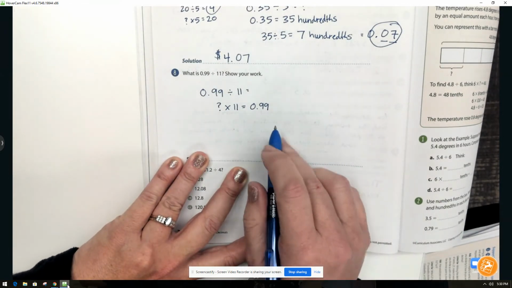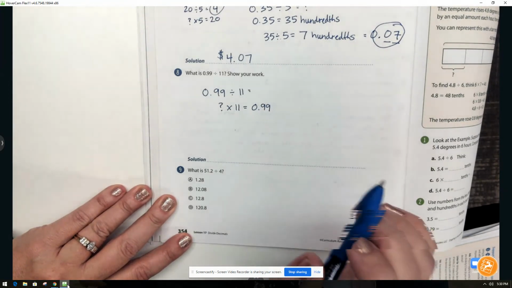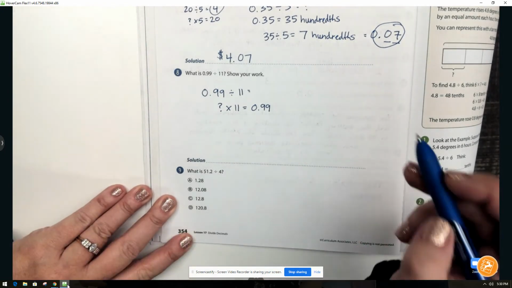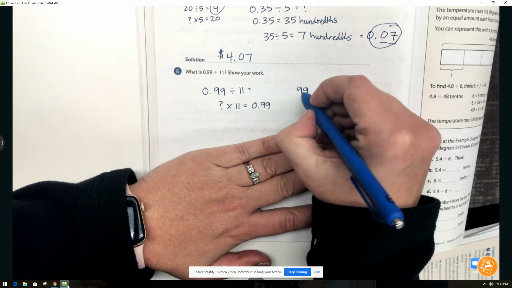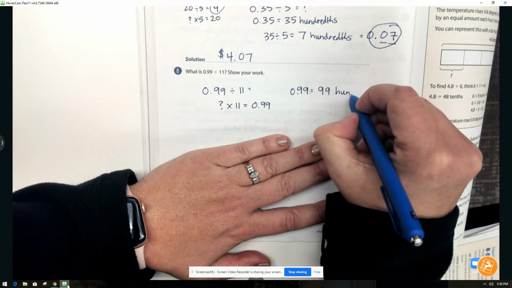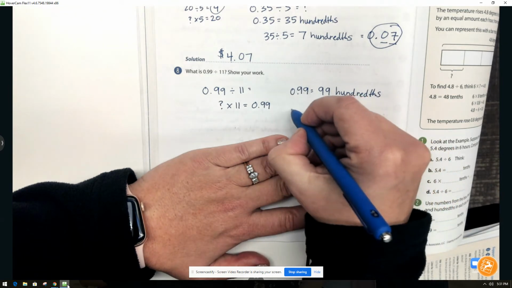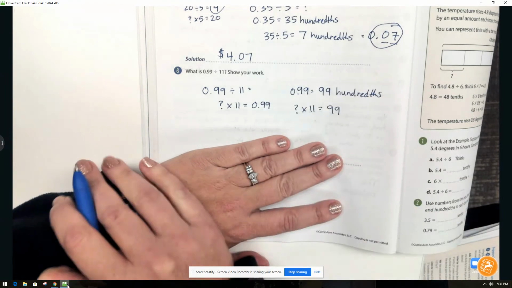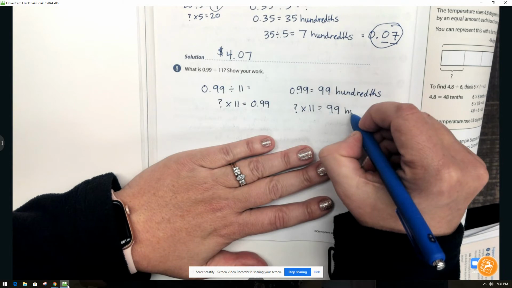Well, let's turn this 99 hundredths into a whole number. So 99 hundredths is equal to 99 hundredths. Now, what number times 11 equals 99? I'm going to leave that hundredths there so we don't forget.